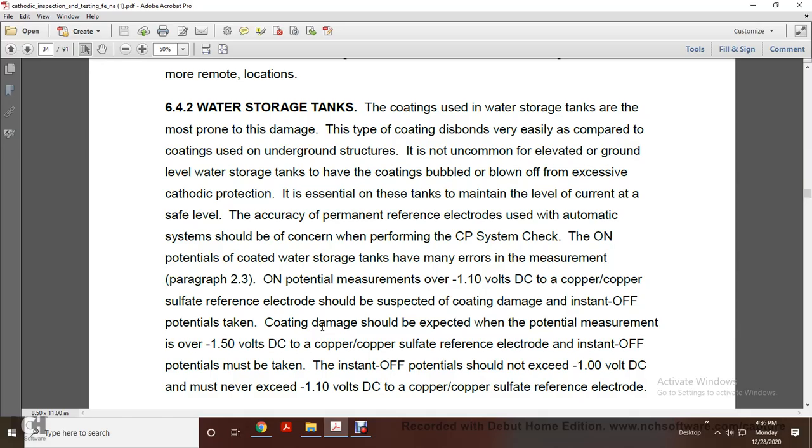Essentially, these tanks maintain the level of current at a safe level, permitting the reference electrodes using the automatic system. Whether there should be conformance is a concern when performing the cathodic protection system check for on potential for the coated water storage tank.